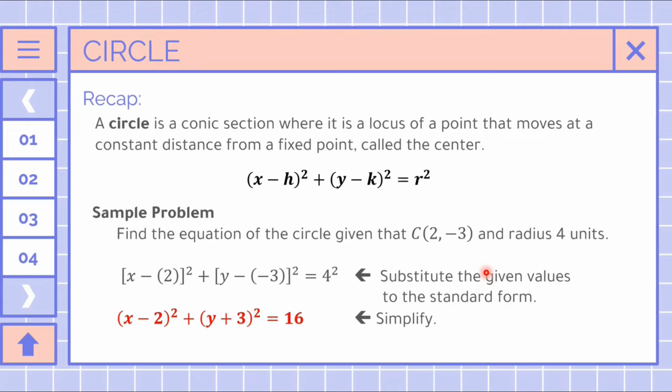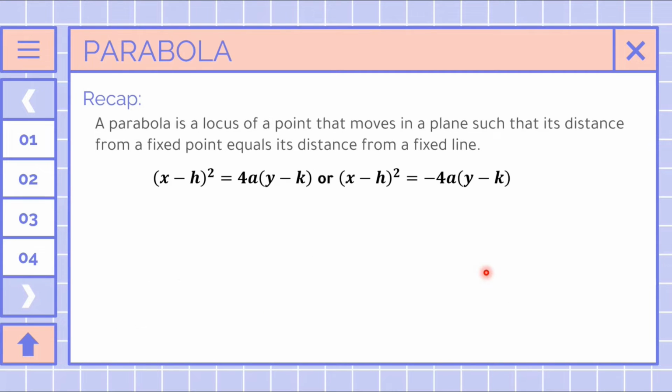And now, let's move on to another conic section, which is the parabola. As we know, a parabola is the locus of a point that moves in a plane such that its distance from a fixed point equals its distance from a fixed line. By convention, the standard equation for a parabola goes like this: x minus h quantity squared is equal to 4a times y minus k. This is an upward parabola.